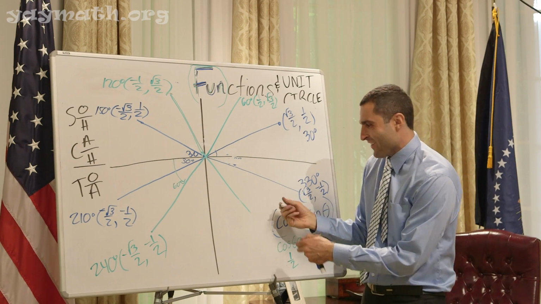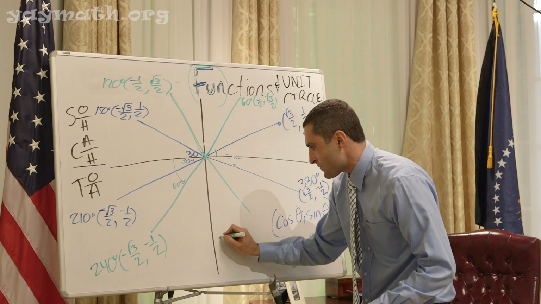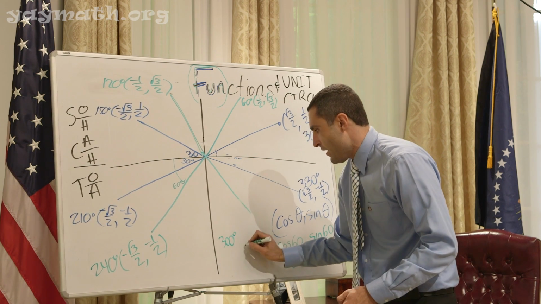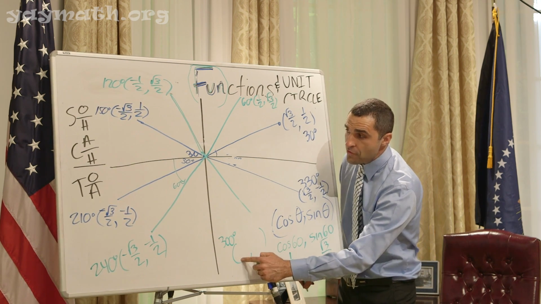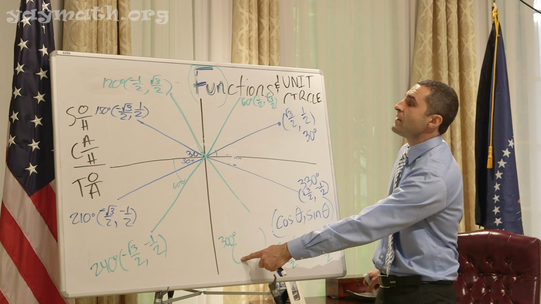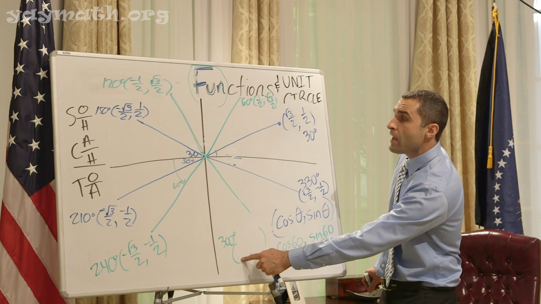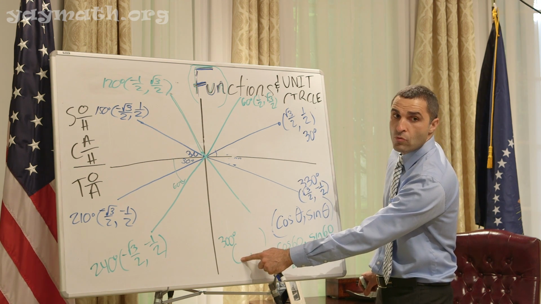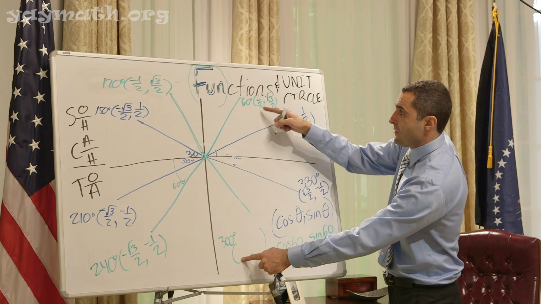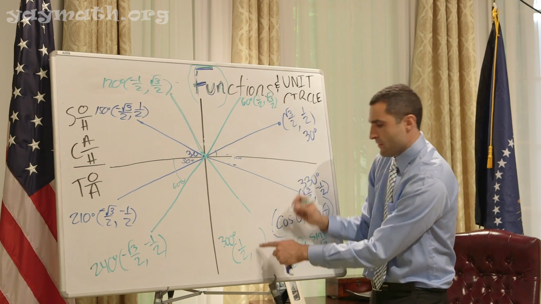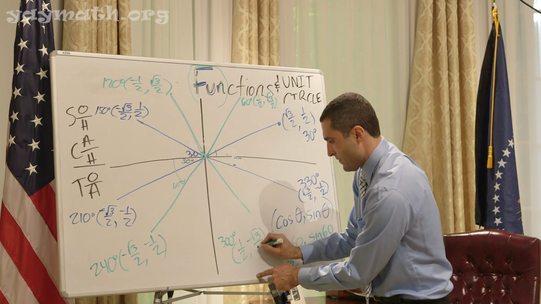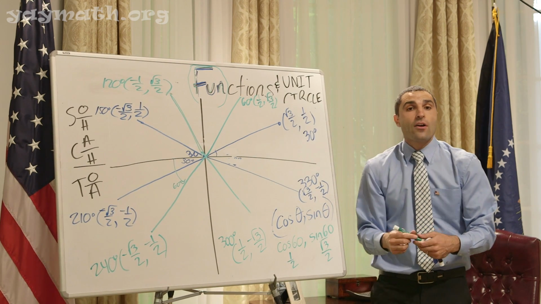All right, so this is 300. What is the cosine of 300? No, 1 over 2, positive, because x is positive. And then the sine is negative root 3 over 2. Excellent. Okay, one more to do.